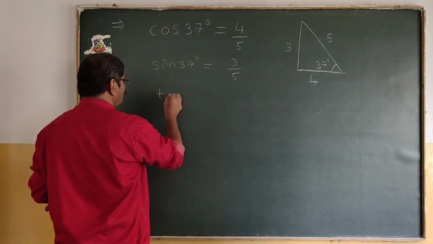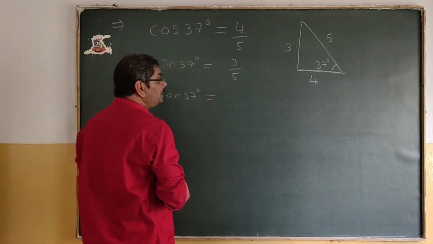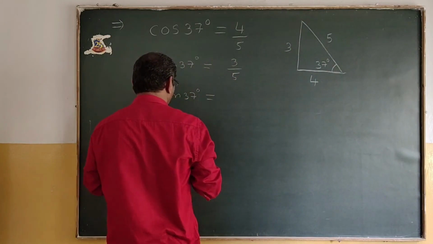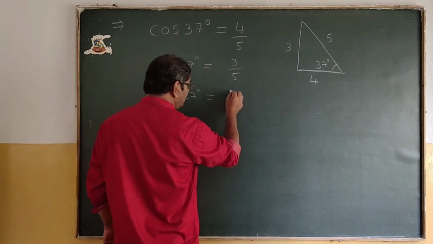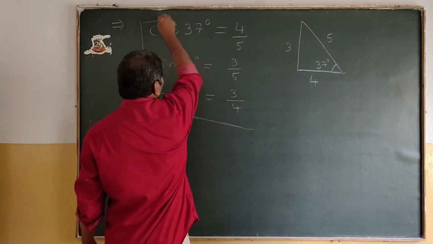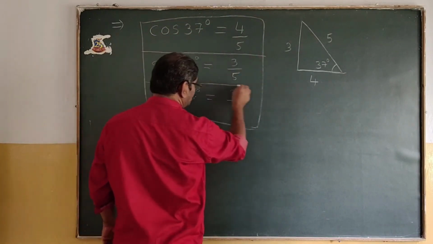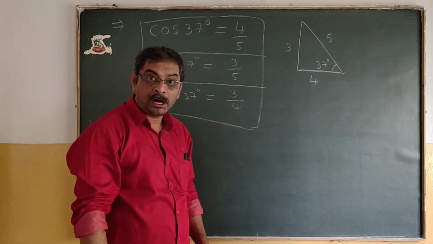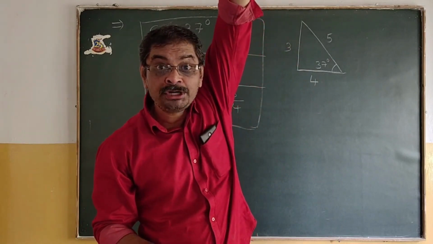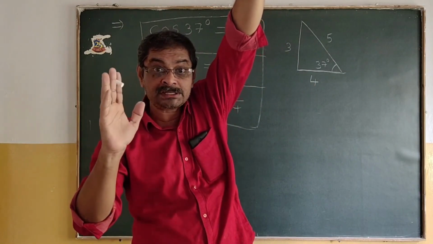Now similarly, I can write tan 37 degree will be numerically equal to opposite divided by adjacent. So tan 37 degree will be numerically equal to 3 by 4. So remember, this is another important thing you need to remember regarding the angle 37 degree. Most of the competitive exams, all India level exams, will be giving 37 degree.